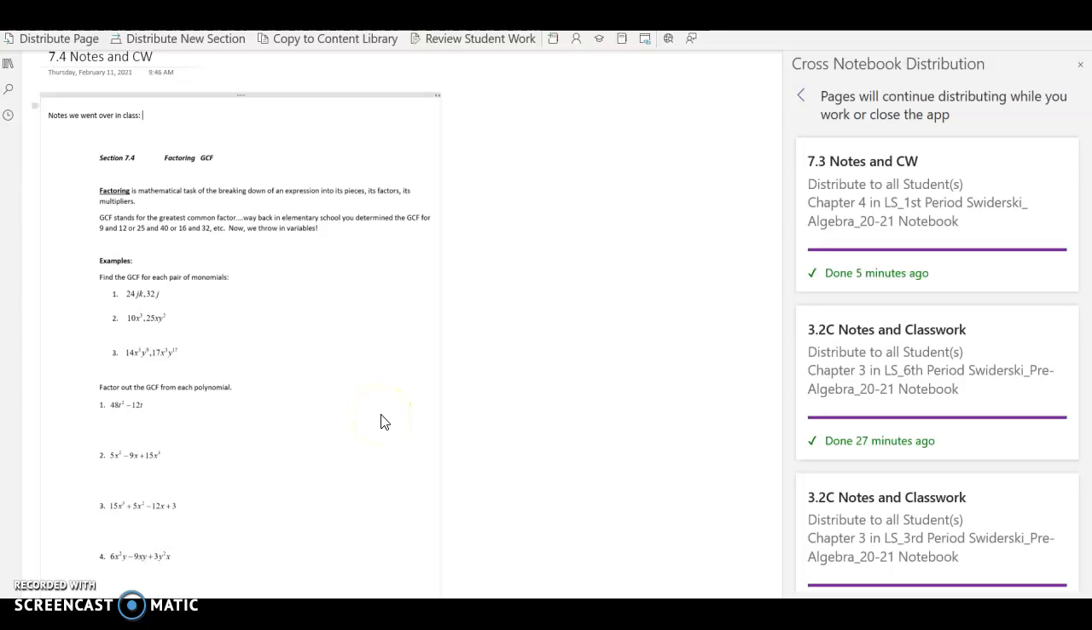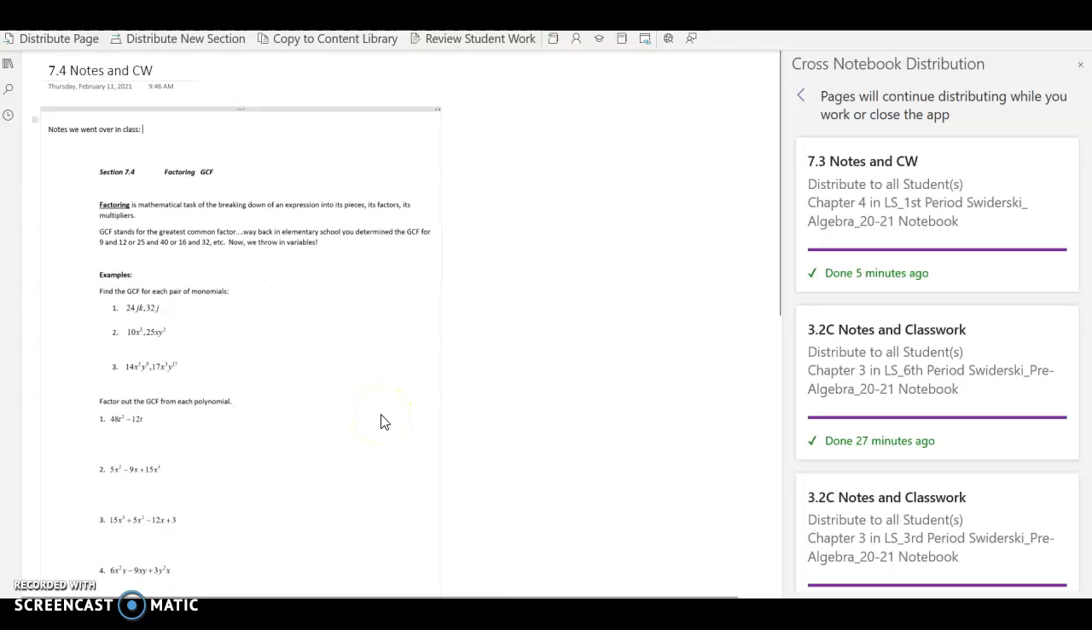All right, guys, so 7.4 starts the second half of this chapter. Up till this point, we've learned about adding and subtracting polynomials, and we've been multiplying binomials, and learning about some shortcuts with special products. Well, what we're going to do next is the opposite of that. Instead of multiplying, we're going to divide and try and break things down.